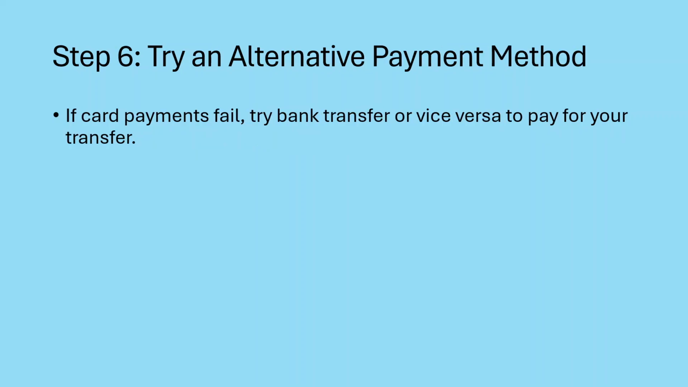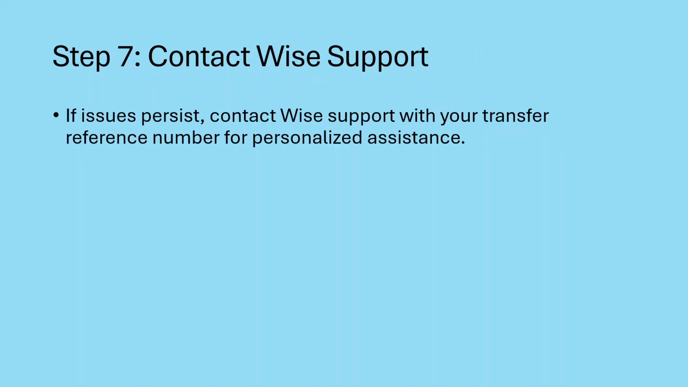Step 6. Try an alternative payment method. If card payments fail, try bank transfer or vice versa to pay for your transfer. Step 7. Contact Wise support. If the issue persists, contact Wise support with your transfer reference number for personalized assistance.